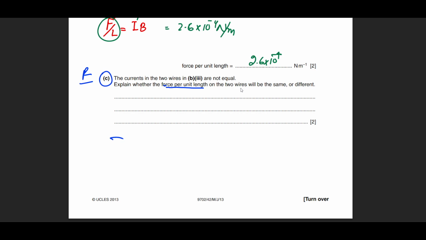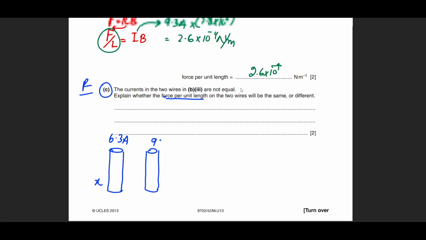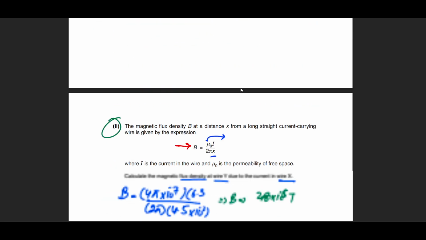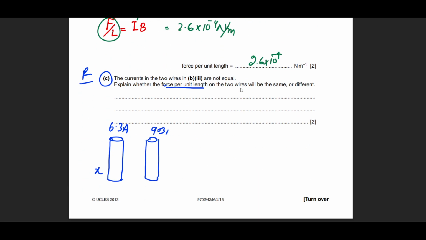Why? Let's consider two scenarios to understand this. So we have wire X and we have wire Y. Wire X is carrying a current of 6.3 amperes and wire Y is carrying a current of 9.3 amperes. And let's consider another scenario with wire X and wire Y, most definitely carrying the same amount of current, 6.3 amperes and 9.3 amperes.